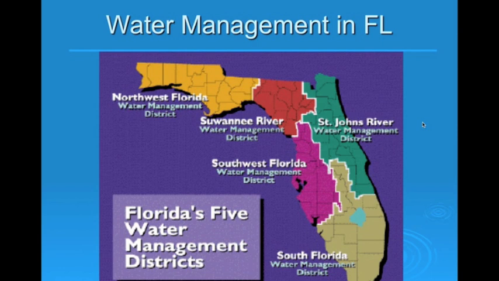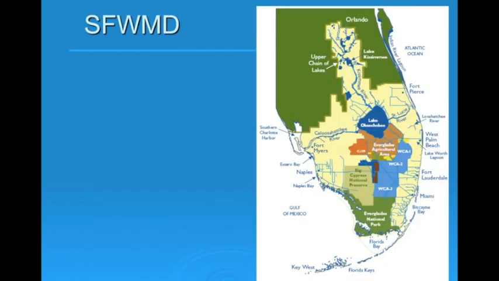The water in the state of Florida is essentially managed through five what are called water management districts. The one that I'll focus the discussion on today is the South Florida Water Management District, which encompasses this region here that contains Lake Okeechobee and, of course, all the environment that I was just referring to. There are four other districts that cover the rest of the state. So let's talk specifically about the South Florida Water Management District. And again, the purview of its coverage is here.